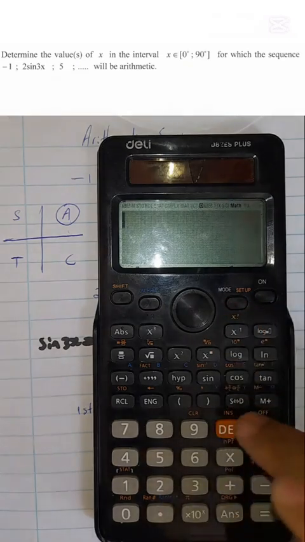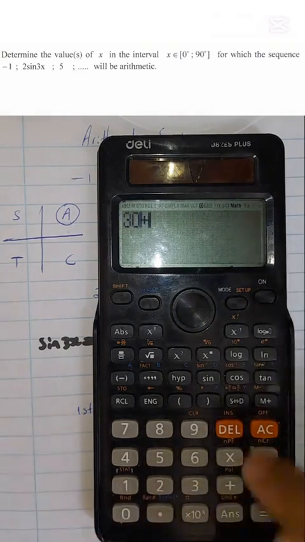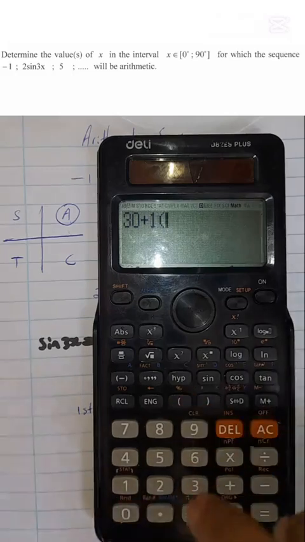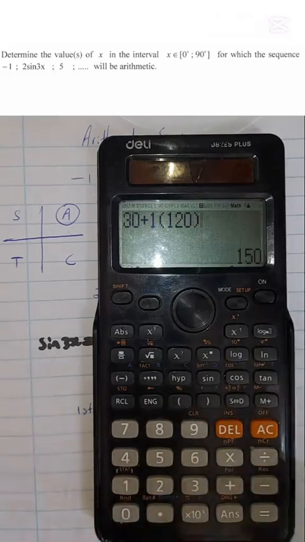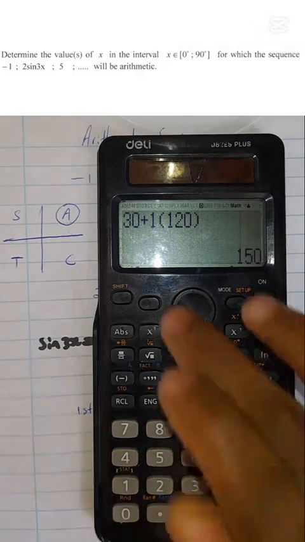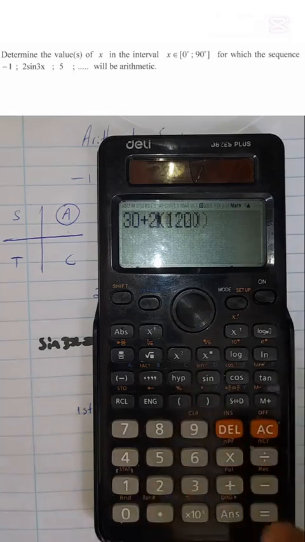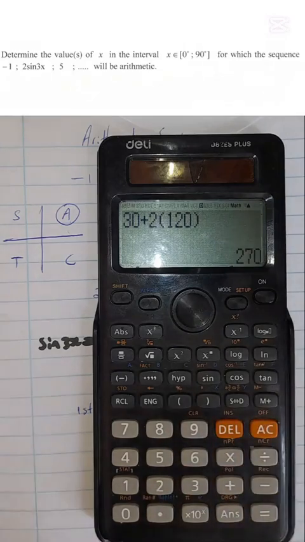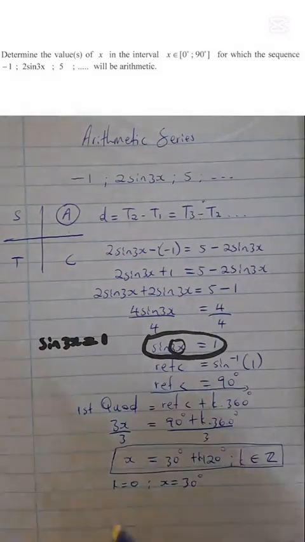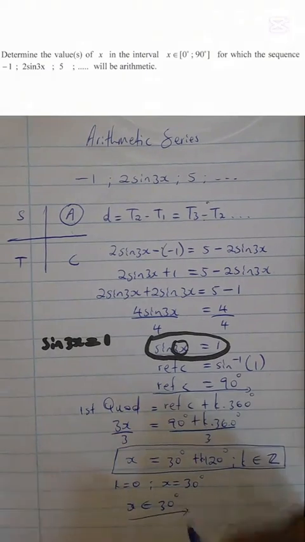So increasing the value of k as well, meaning k equal to 1, 30 plus 1 multiplied by 120 is going to be 150. That is in the second quadrant, so that does not work either. Increasing the value of k further makes things even worse. You know what I'm saying? So that means that x can only be equal to 30 degrees because the other ones are not in the first quadrant. So x is an element of {30 degrees}.